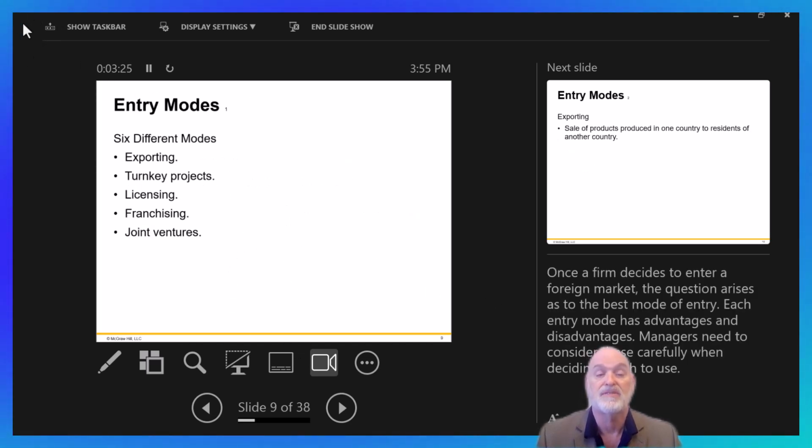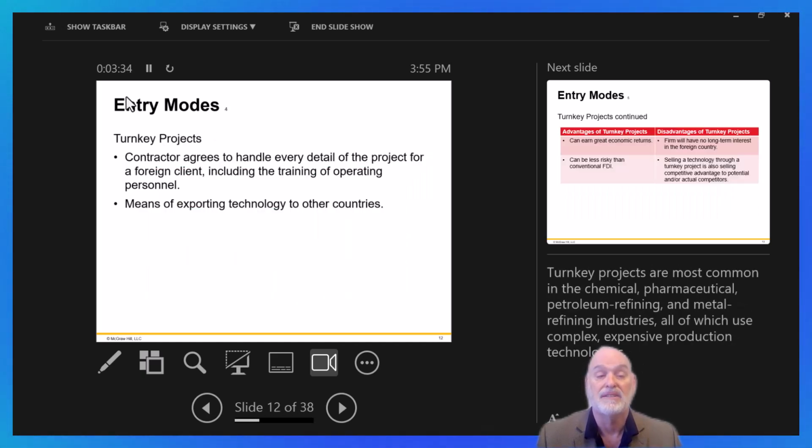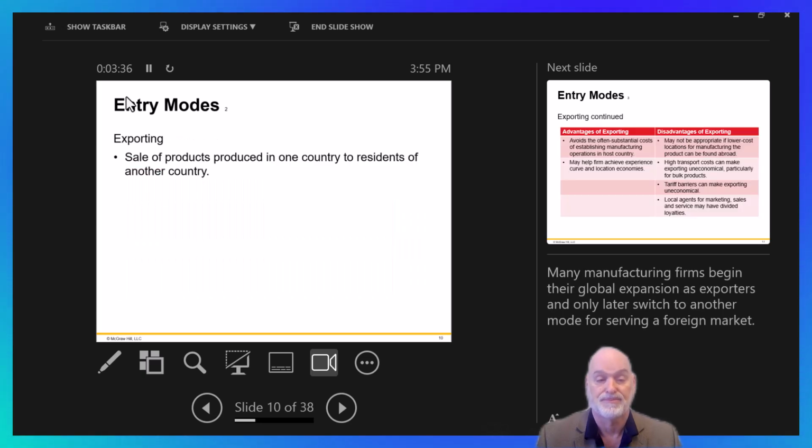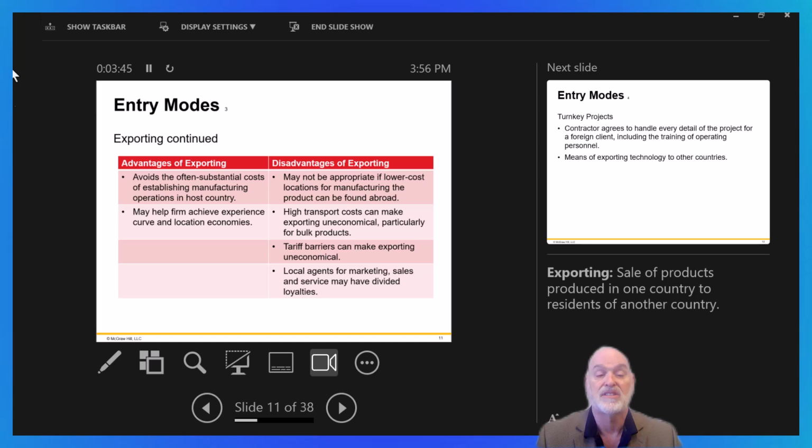There are six different entry modes: exporting, turnkey projects, licensing, franchising, joint ventures, and wholly owned subsidiaries. Let's go to definitions. Exporting is the sale of products produced in one country to residents of another country. Advantages of exporting: it avoids the often substantial costs of establishing manufacturing operations in a host country. It also may help a firm achieve experience curve and local location economies.